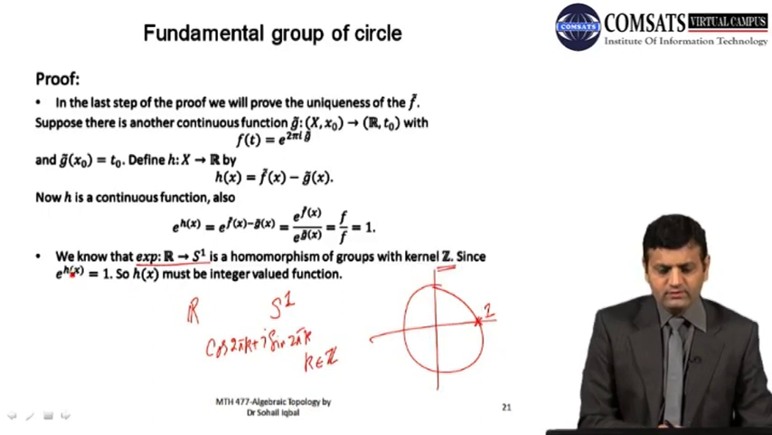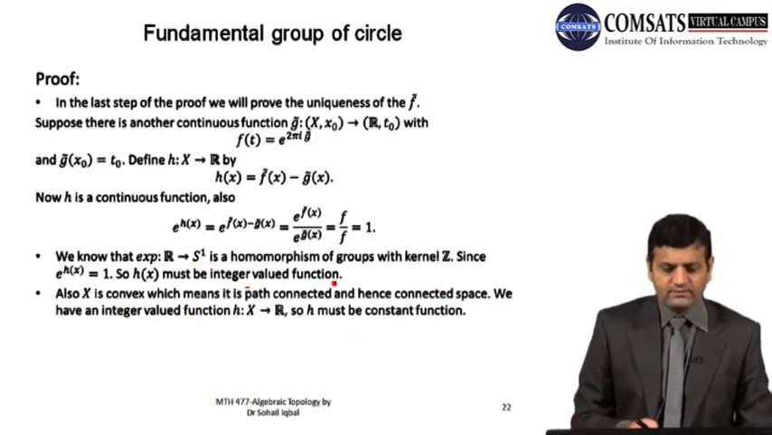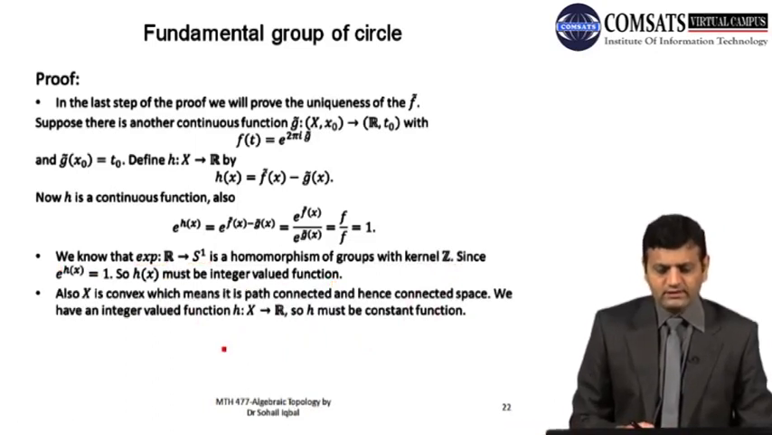And since e raised to the power 2πi h(x) is equal to 1, h(x) must be an integer valued function, because its image is basically 1. So this h(x) must be integer valued. We also know that X is convex, which means that it is a path connected space and hence a connected space. So we have an integer valued function h from X to R, so h must be a constant function.